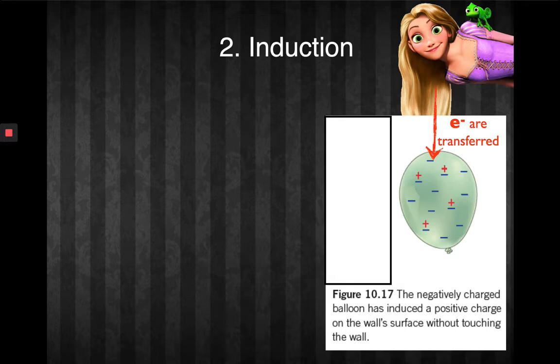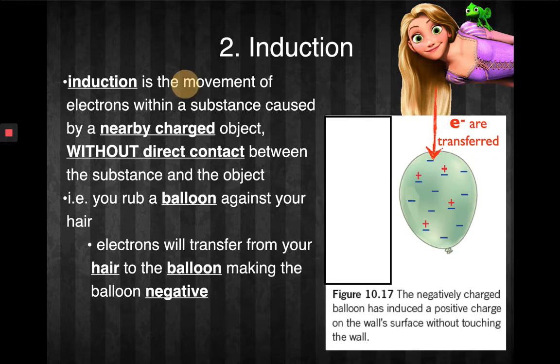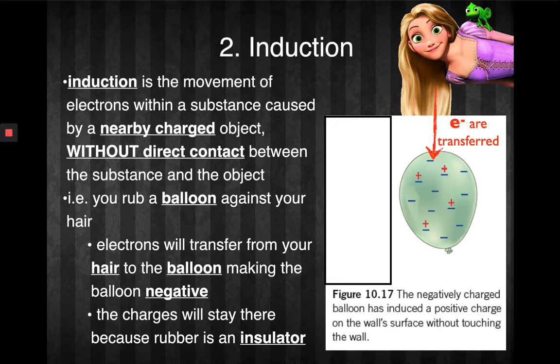Let's then talk about charging by induction. So induction is the movement of electrons within a substance caused by a nearby charge. So there's no direct contact between the substance and the object. So, for example, you rub a balloon against your hair. Electrons will transfer from your hair to the balloon, making the balloon negative. The charges will stay there because we know that rubber is an insulator, so it holds on to a charge.